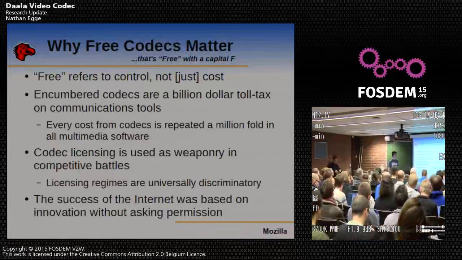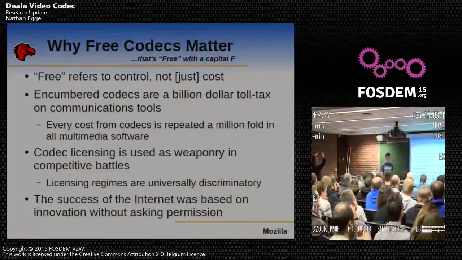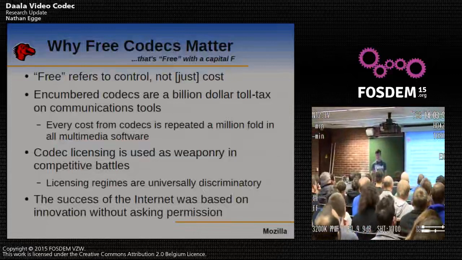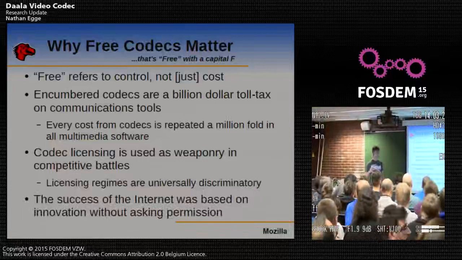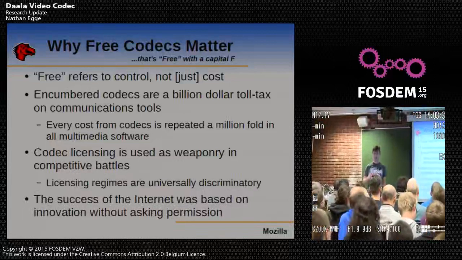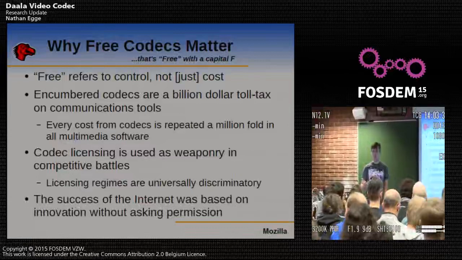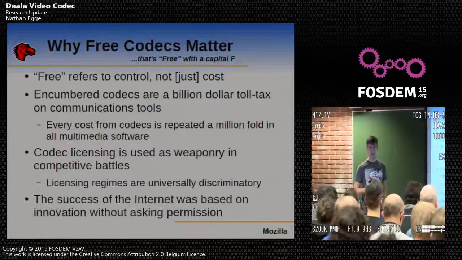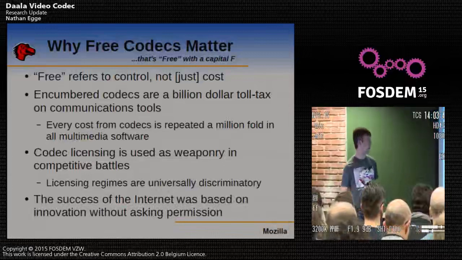And so if you look at the current video codecs, there is a $1 billion toll tax on communication tools. So what this means is that for every cell phone that has an audio or video codec in it, there's a small cost associated with licensing that codec. And if you look at the price of the components of that device over time, they all go down, but the cost of licensing the codec sort of stays constant. And of course, as these things are sold all over the place, this is multiplied millionfold. So there's a heavy cost there.